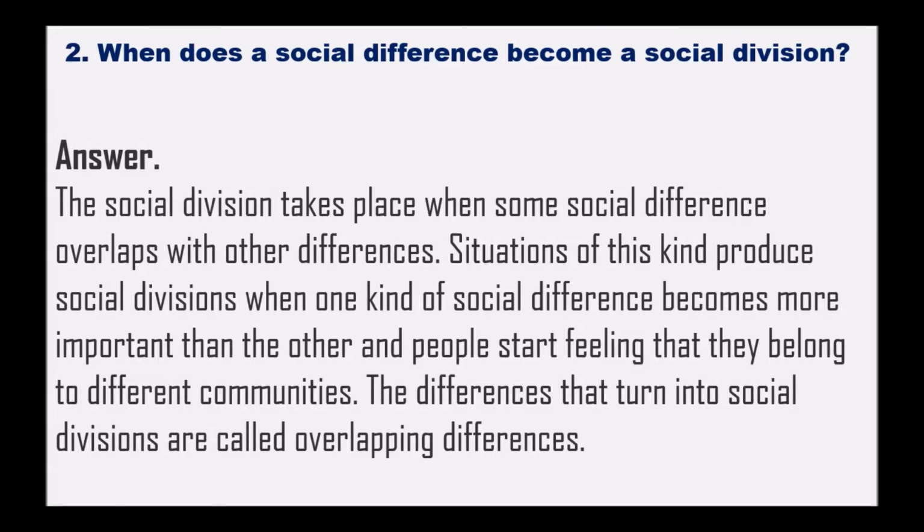Next, when does a social difference become a social division? A social division takes place when some social differences overlap with other differences. Situations of this kind produce social divisions when one kind of social difference becomes more important than the other and people start feeling that they belong to different communities. The differences that turn into social divisions are called overlapping differences.